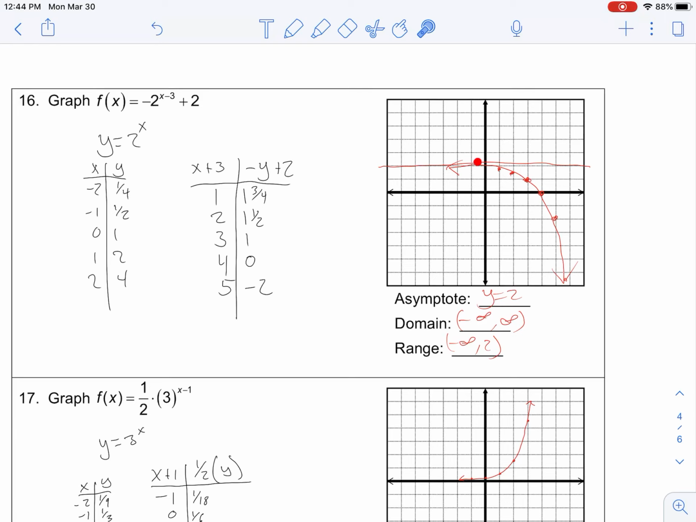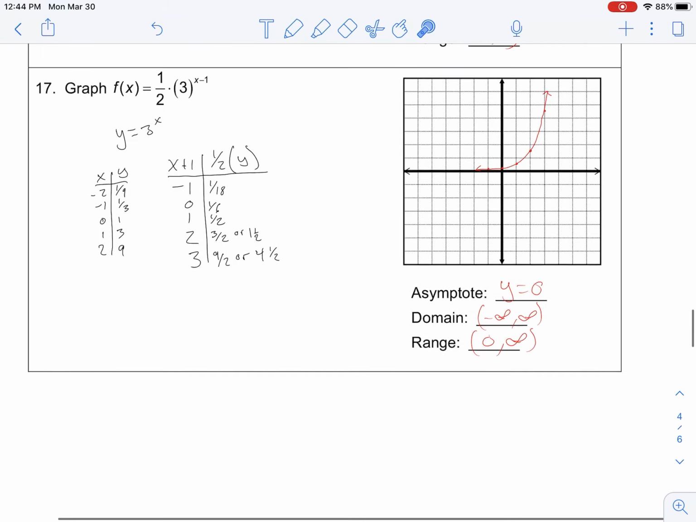And our domain, we can go negative infinity to positive infinity. No restrictions there. My range, we can go down. So we can go negative infinity down. We can only go up to approaching 2 without ever actually crossing it. So only approaching 2 on our range. All right, and then our last one.